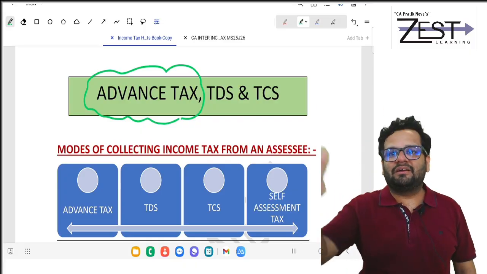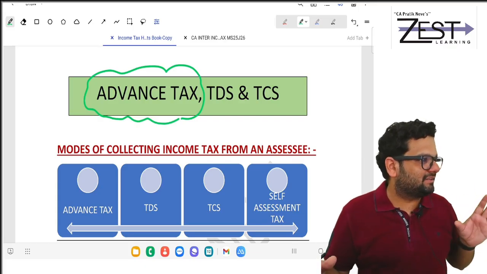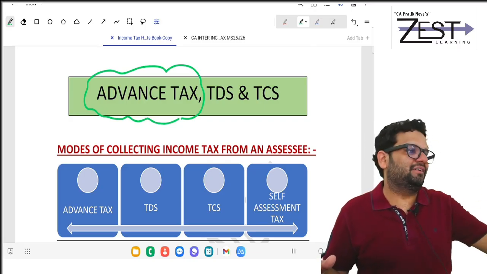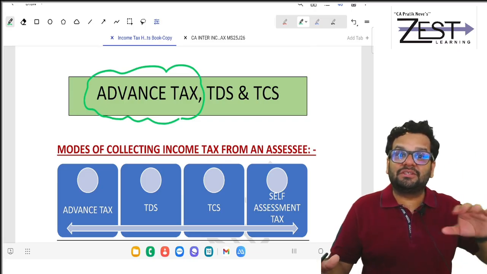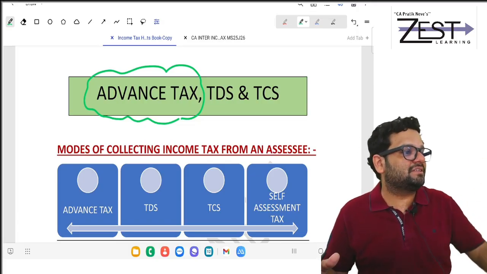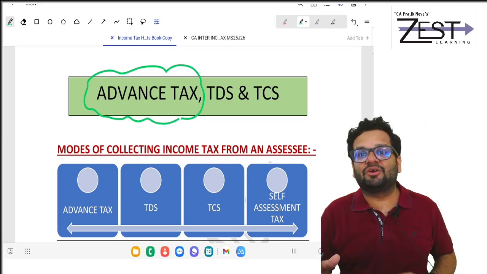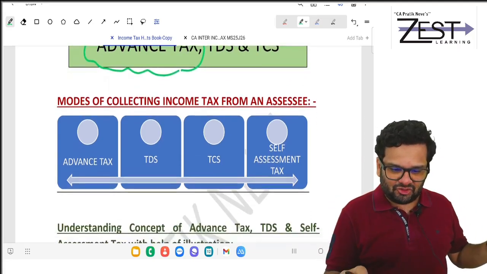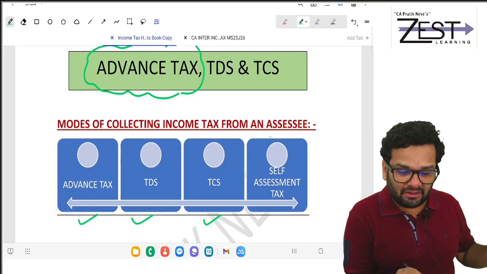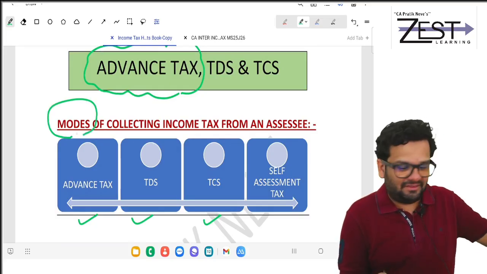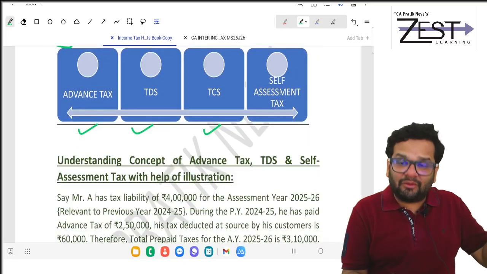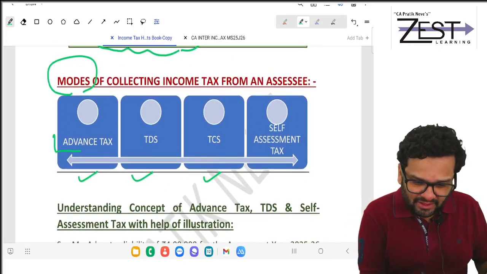Then what do you do in AY? In AY, you just calculate the exact tax and pay the difference. Or if you have paid extra, you get the refund. That is what happens. So this system you should understand. People feel that advance tax is different, TDS is different, TCS is different, income tax is different. It is not like that. Actually, advance tax, TDS, TCS are nothing but modes of collecting income tax. Getting it? So advance tax, TDS, TCS.